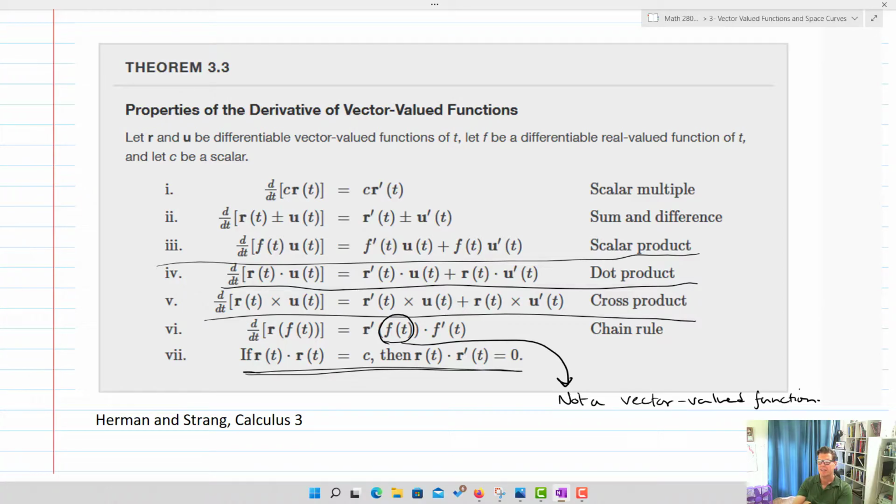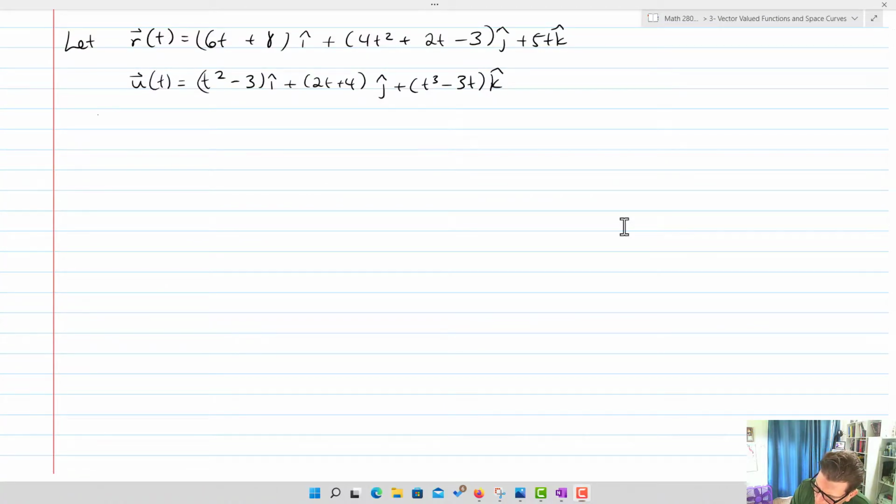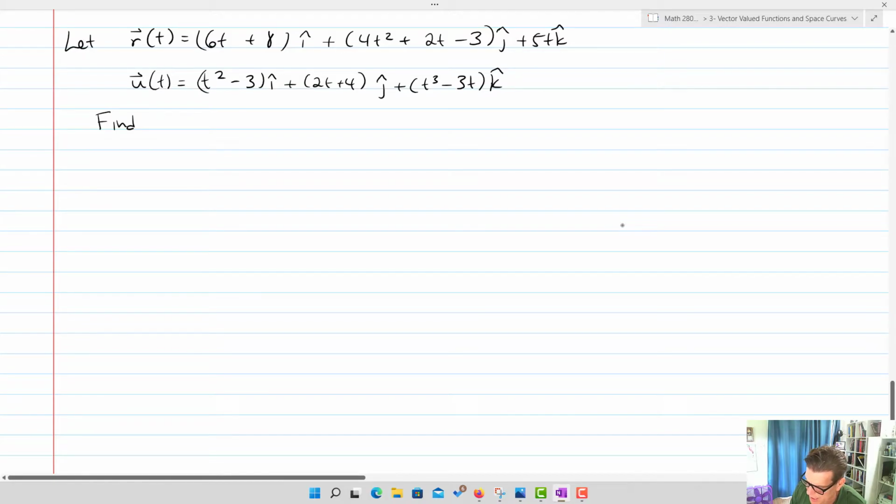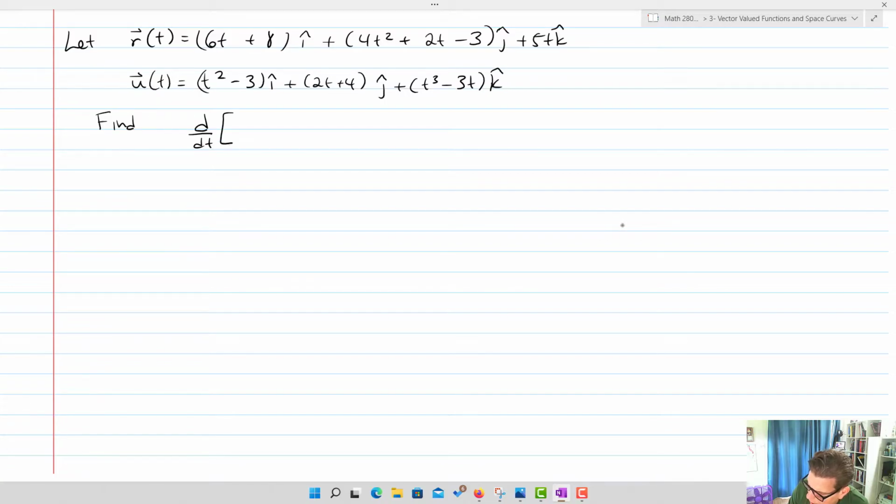So you can see how something like this can sometimes make taking a derivative easier. Let's say, for example, we have r of t equal to (6t plus 8)i plus (4t squared plus 2t minus 3)j plus 5t k. And then u of t is going to equal (t squared minus 3)i plus (2t plus 4)j plus (t cubed minus 3t)k. So we've got two vector valued functions, and we're going to find the derivative d/dt of, and we'll start out with r of t dotted with u of t.